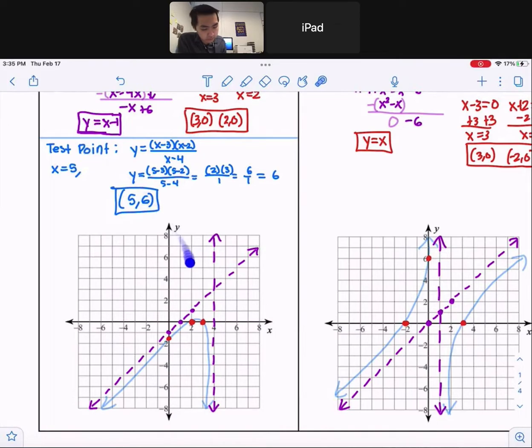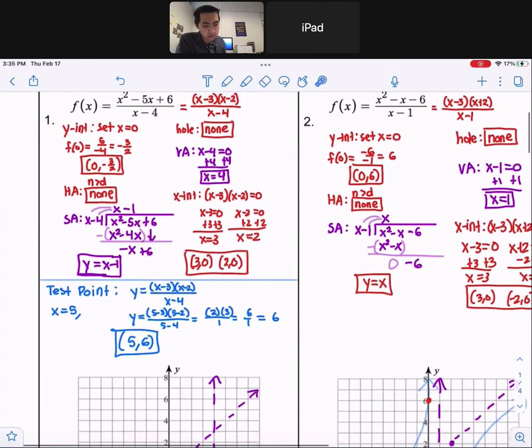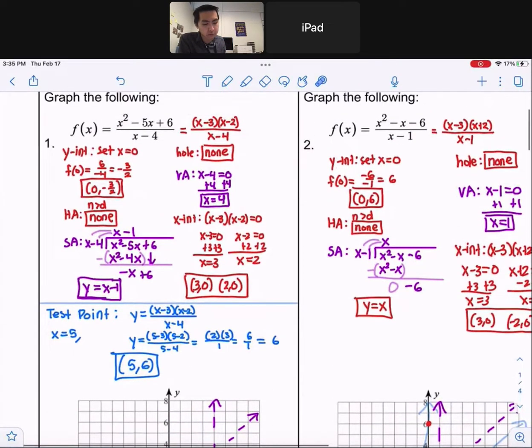So pick a value of x to the right of this vertical asymptote. You could pick 5, 6, 7, 8. It does not matter. But I just chose 5 because it's the closest one to the vertical asymptote of 4. So I get 5, and then you plug 5 into this equation or this one. It doesn't matter. I like to use the reduced equation.